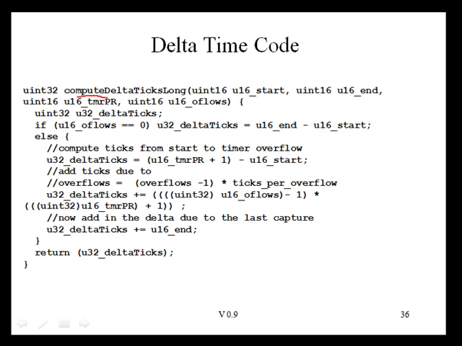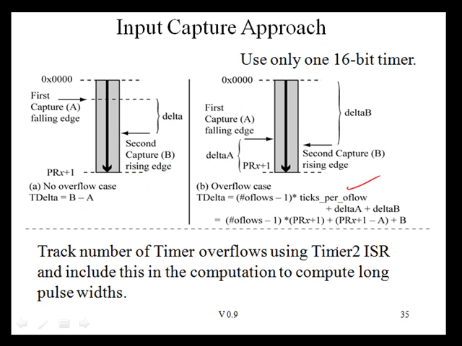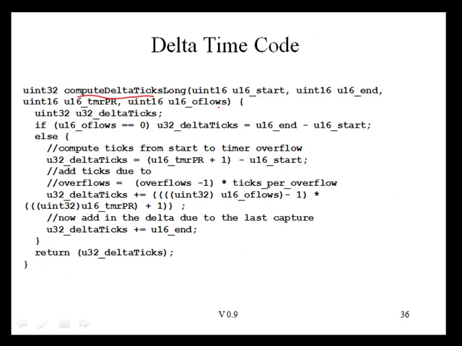This function here in the library, compute delta ticks long, implements this equation by you passing it the start capture time, the end capture time, the timer period register value, and the number of overflows that occurred. This particular function is used in the example that illustrates how to measure a long pulse width using one 16-bit timer and code that tracks timer overflows.